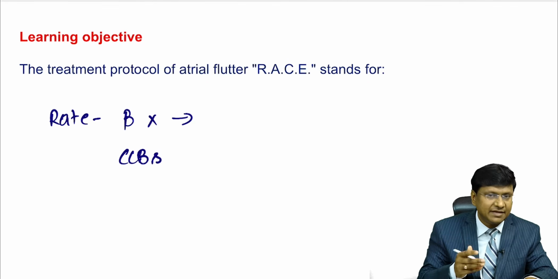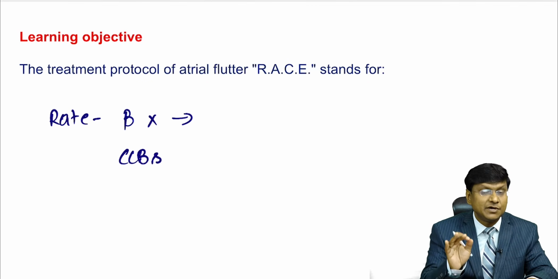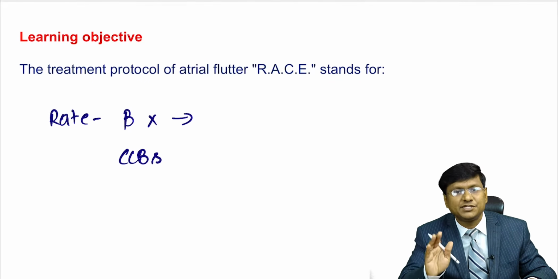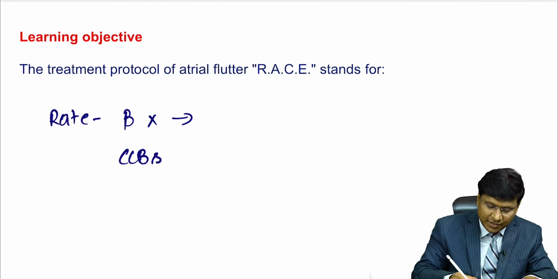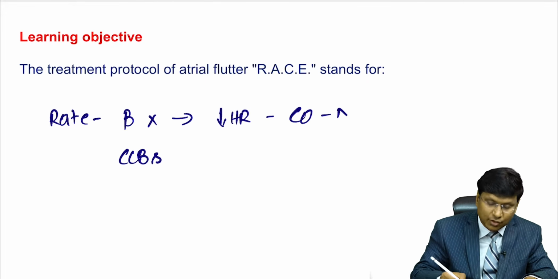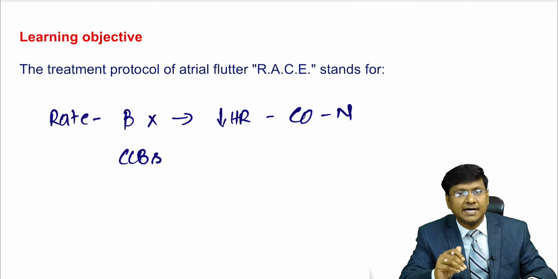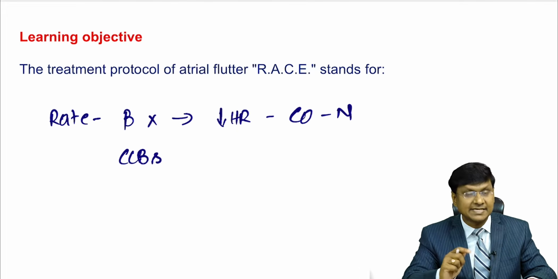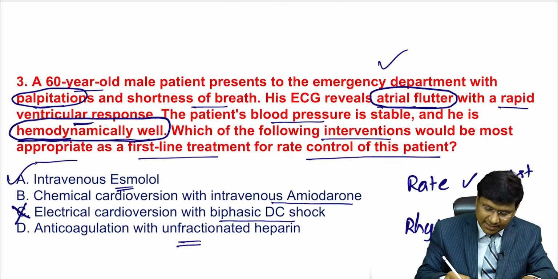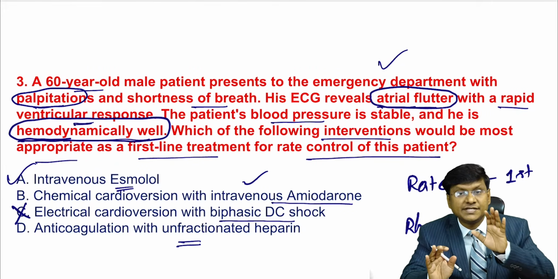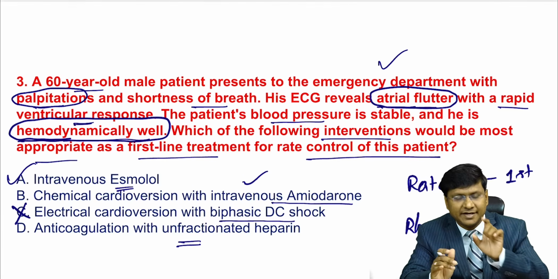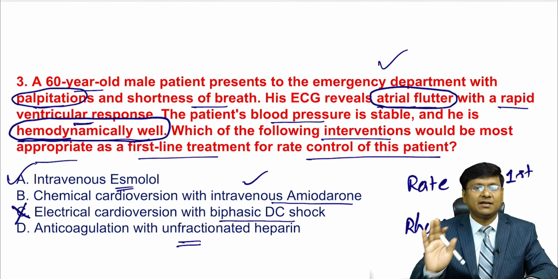And why are we giving esmolol first? It acts rapidly and effectively controls the heart rate in patients with atrial flutter, and it will not compromise the cardiac output. Without compromising the cardiac output, it will control the heart rate, and that is the advantage of esmolol. Whereas amiodarone is required for rhythm control, and it is not typically the first line treatment for acute atrial flutter.